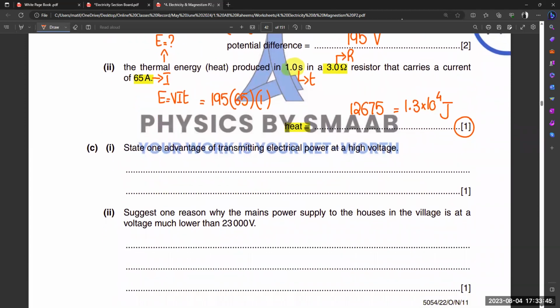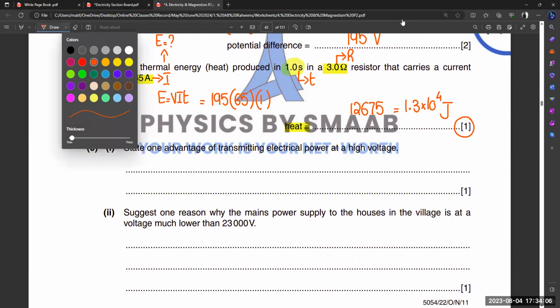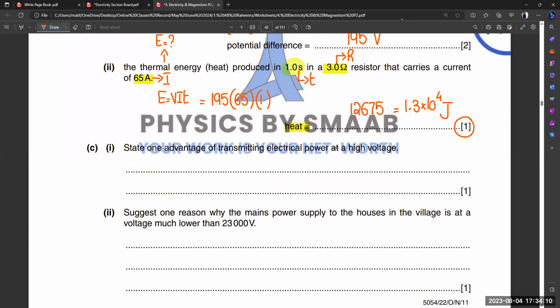Next part is: state one advantage of transmitting electrical power at high voltage. So like if there's high voltage, that means there'll be more energy. Okay, so the answer is very simple. Because we need to write the advantage, we just simply use the concept of transmitting electrical power at high voltage.